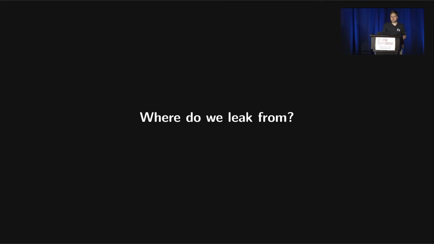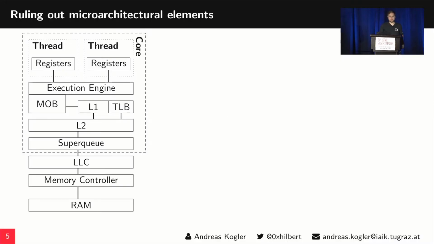We did a few experiments in the paper to basically pin down where the leakage is coming from. At first, we tried to keep the data in registers and just do computations with those registers. If we then try to leak the data, we can't see any of these values we know, so we can conclude that the data is not leaking from within the registers. If we go one level further, we have the private caches. Can we leak from the private caches? Unfortunately, no.